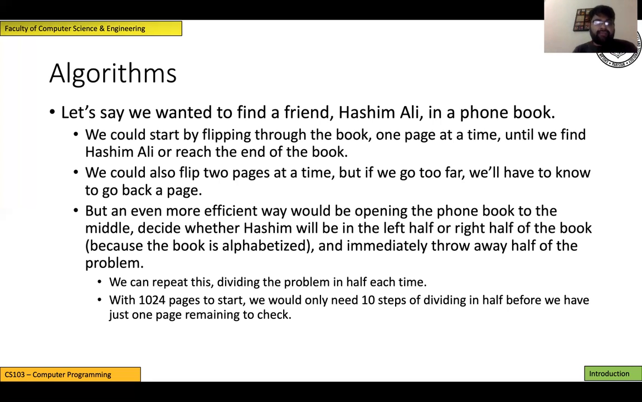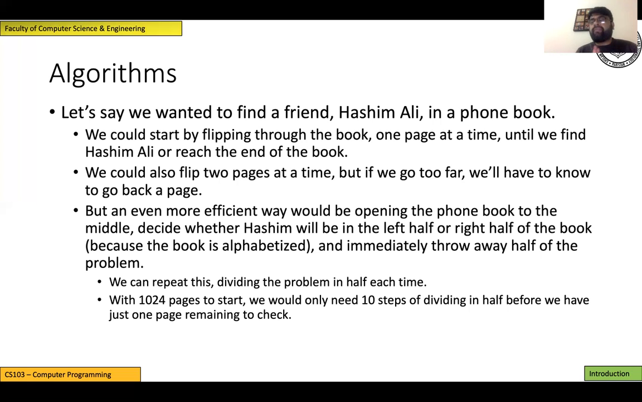If the last person in the middle is greater than the alphabet, larger than H, so for example, let's say I, J, K, or whatever, we basically know that we need to go to the previous page or the previous part. And that's where we can be sure to find Hashim, or we are sure to know that Hashim does not exist in the whole book.